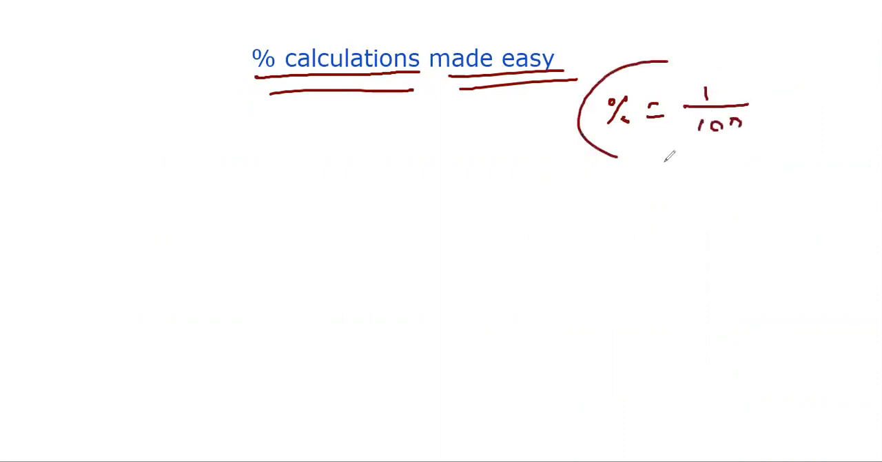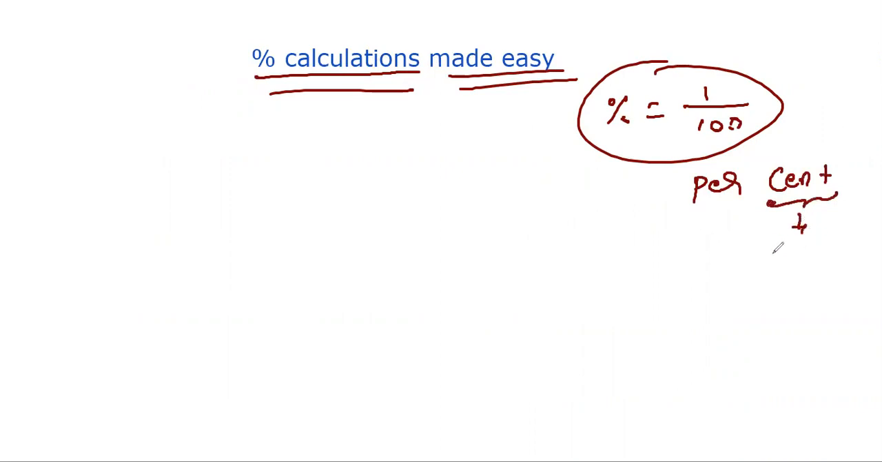So next one, percentage calculations made easy. How will I do it? Percentage. What is the meaning of percentage? Percentage means per 100, that is 1 upon 100. In terms of numerical value, 1 upon 100. Actually, this one is per cent. Cent meaning is 100. Per 100 we are taking.